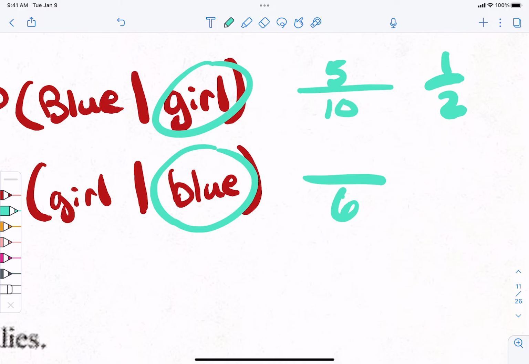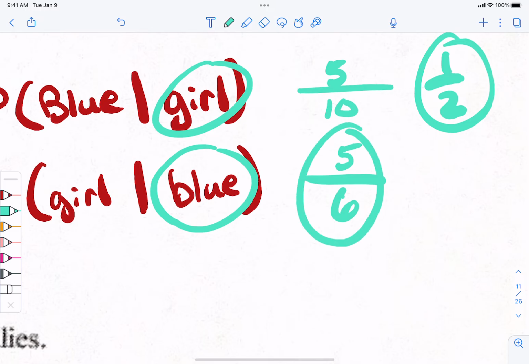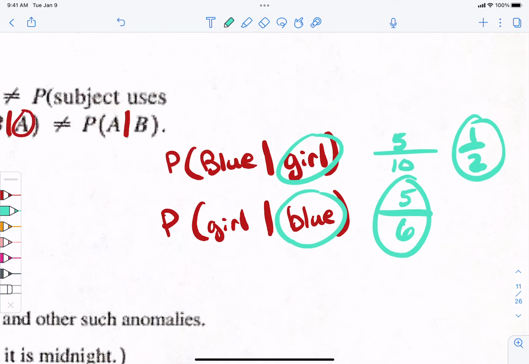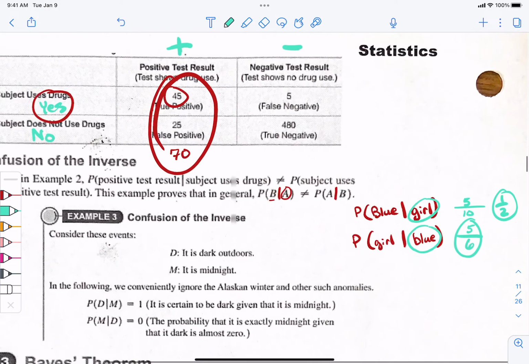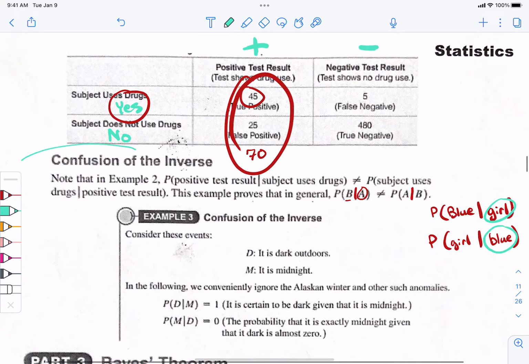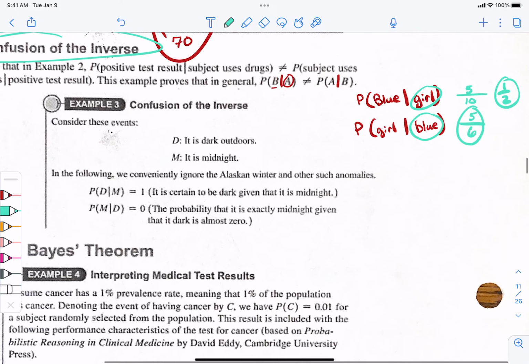Of those 6 blue-eyed people, how many are girls? 5 out of 6. These 2 do not match. So blue given girl is not the same thing as girl given blue. That's what they're saying, the confusion of the inverse. If you switch them around, it is not correct, so make sure you do the given part right. Good? Okay.